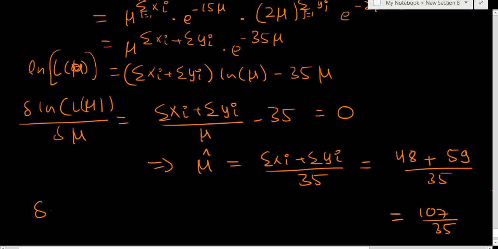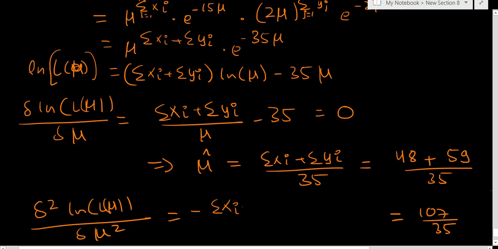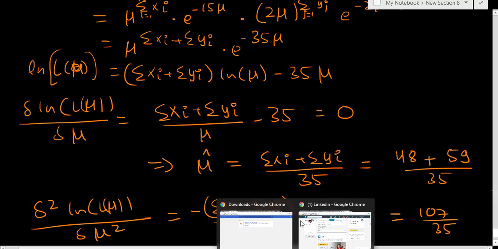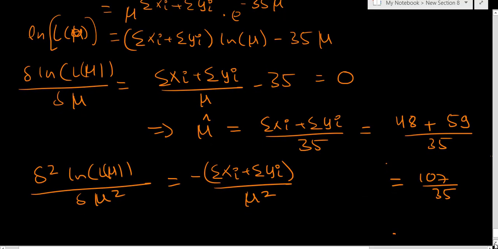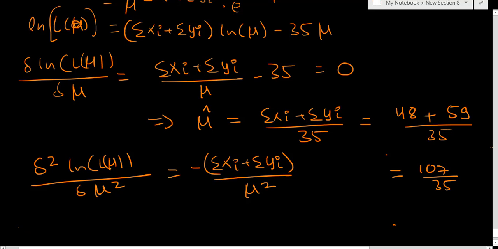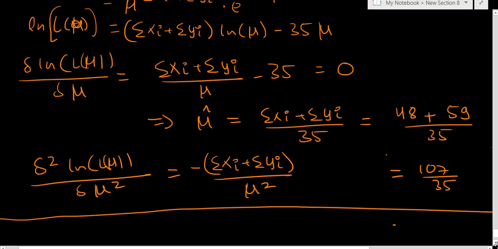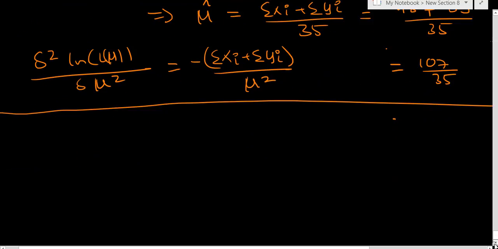Okay, and if I want to check the second order derivative, that would be simply minus sigma xi plus sigma yj divided by mu square. So that is a negative thing, and thus this is a point of local maxima for me. Okay, so that was all about maximum likelihood estimation, guys.